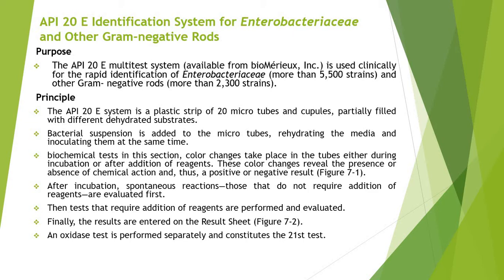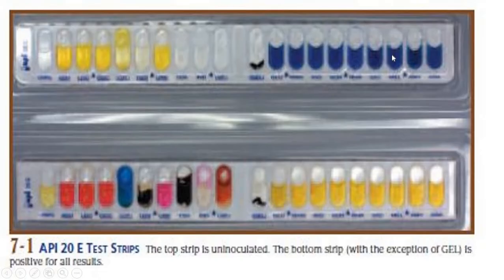Another test is performed which is known as the oxidase test, that is not present in this strip, so we have to perform it separately. This is the strip that is used for the identification of bacteria. Each box contains approximately 36 strips that are used for the identification of 36 bacteria.